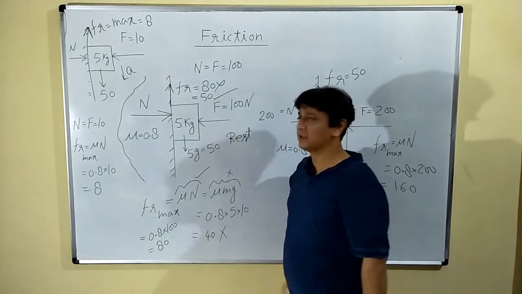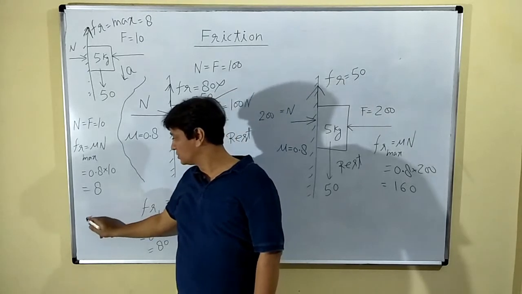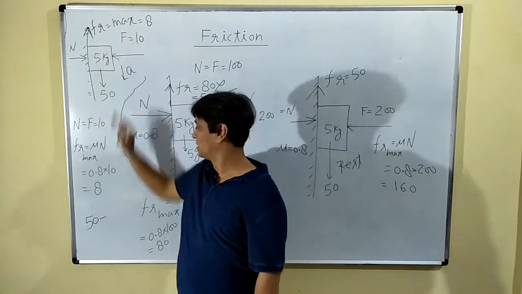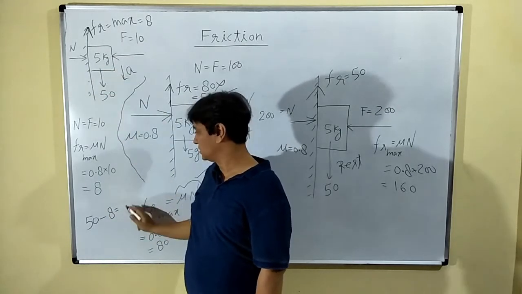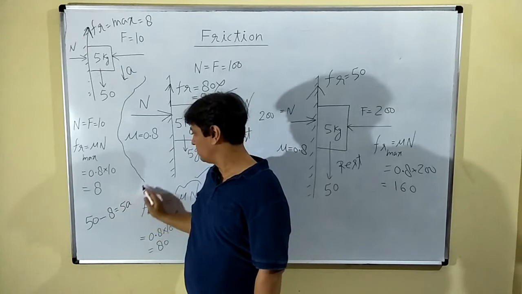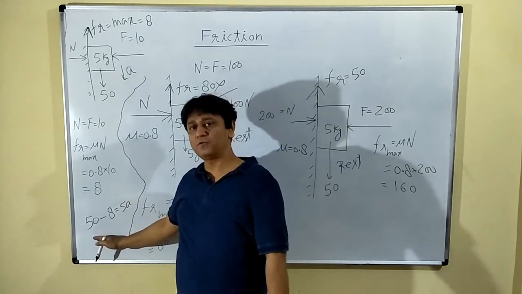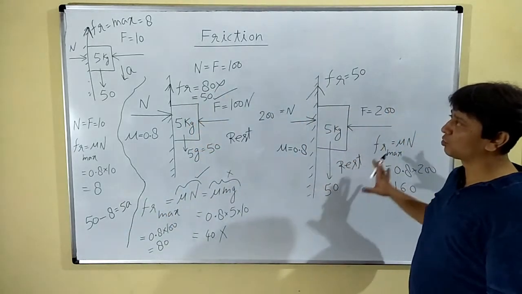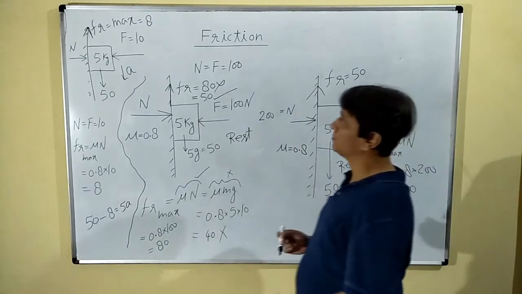And you can easily find this acceleration. How do you find this acceleration? What is downward force? 50. What is the upward force? 8. Net force is what? Mass into acceleration. Solve this and you will get the value of acceleration. किस तरह से क्वेश्चंस को हैंडल करना है, ये चीज समझ में आ गई होगी ना.